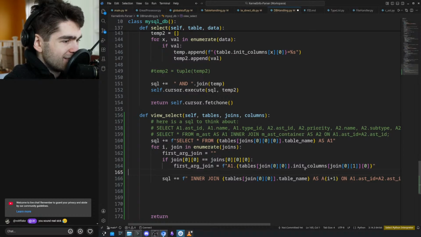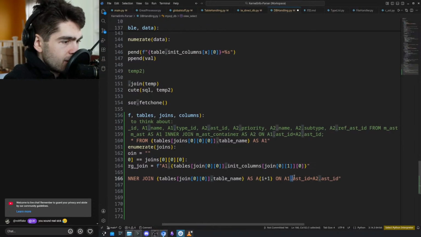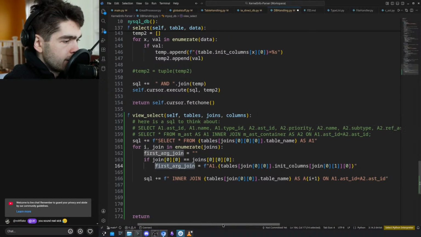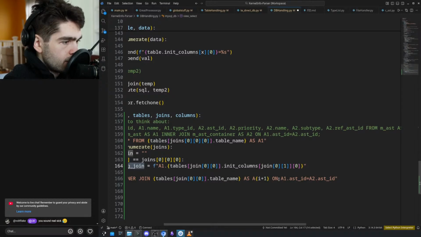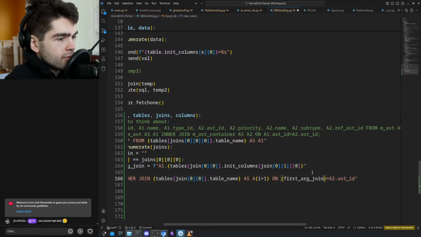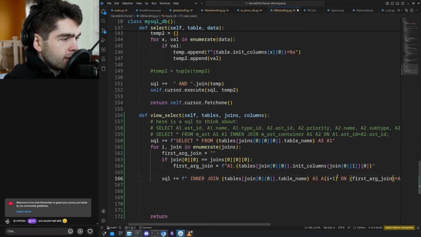Alright, this should give us the name. Like that part. So now we can implement this here. What a marvelous little nifty thing.